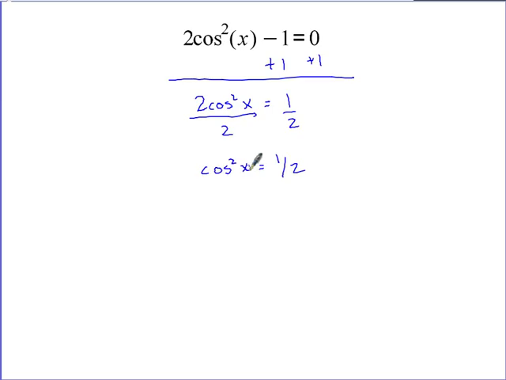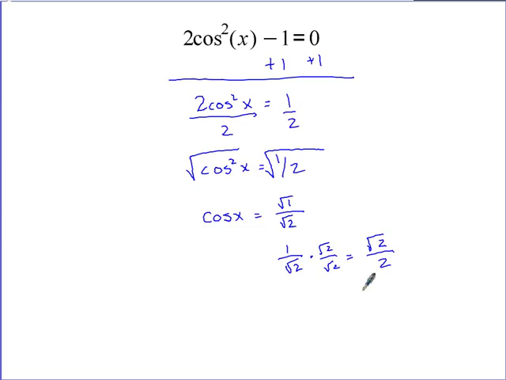I have cosine squared, and I want just regular cosine, so I'm going to take the square root of both sides. Now we have to do a little simplifying. So this is just cosine of x. When you take the square root of a fraction, it's the square root of the top number divided by the square root of the bottom number. The square root of 1 is 1, so I have 1 over the square root of 2, and remember that we need to get radicals out of the bottom. So now I end up with square root of 2 over 2. So I'm looking for where cosine of x equals the square root of 2 over 2.